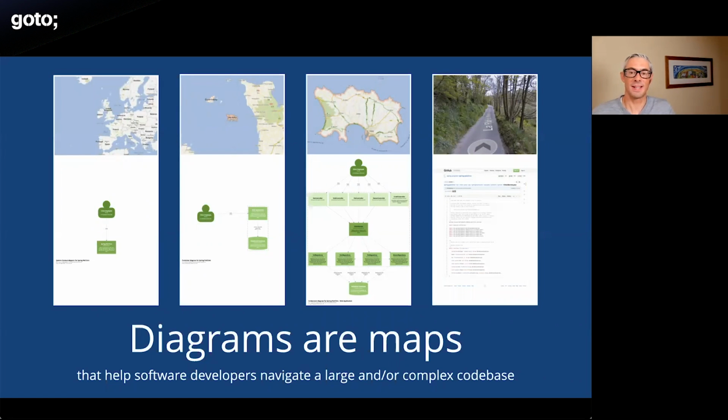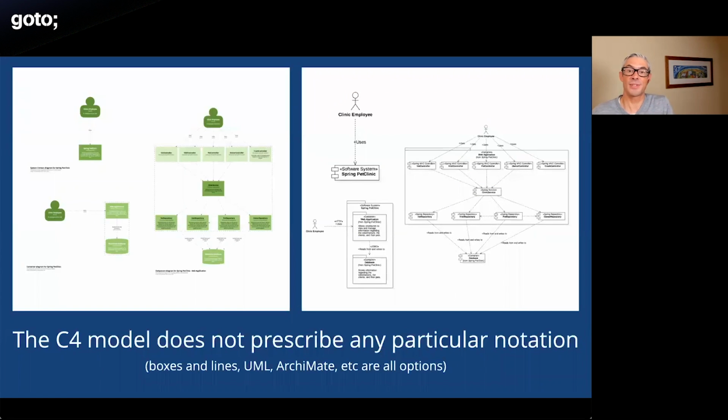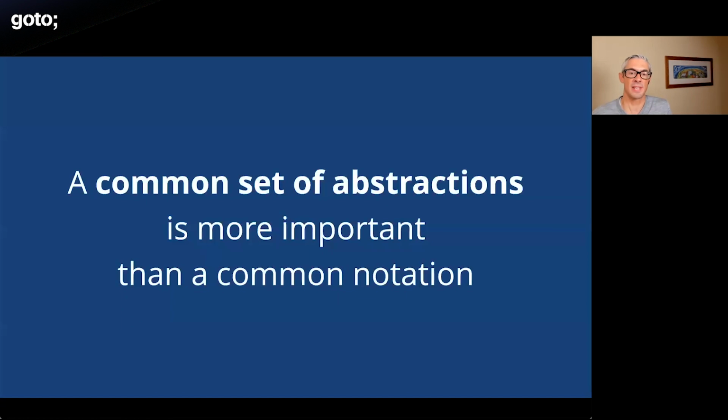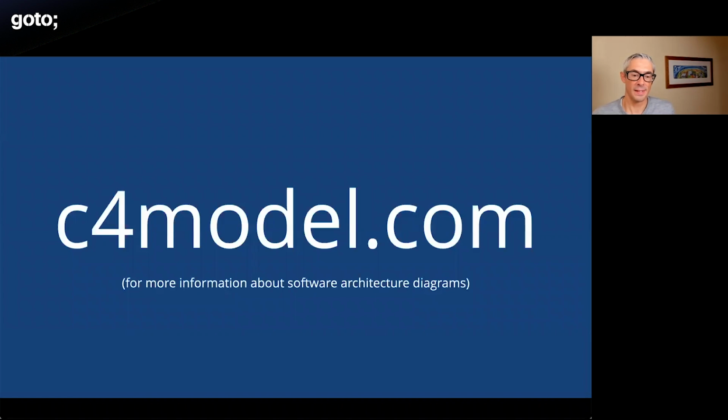The C4 model does not prescribe any particular notation. So it's notation independent. You can use boxes and lines, and that's what most people tend to do. You can also use UML or SysML or ArchiMate. I do see teams occasionally do this, but typically it's boxes and lines. And if you're going to have boxes and lines, you need a diagram key. That's the most important thing here. So really the C4 model is about having a common set of abstractions and a variable notation. You can find more information about that on c4model.com.